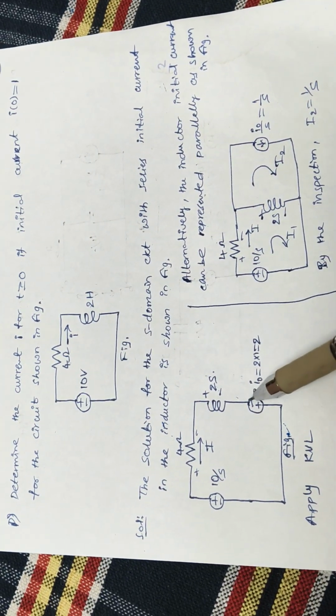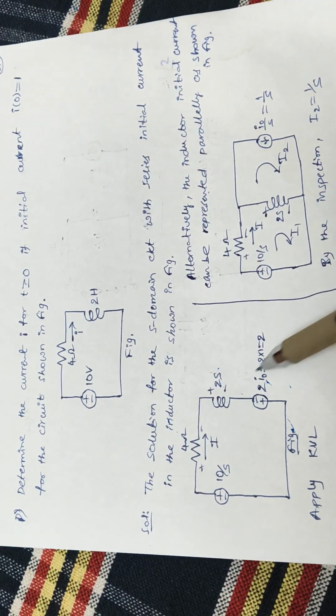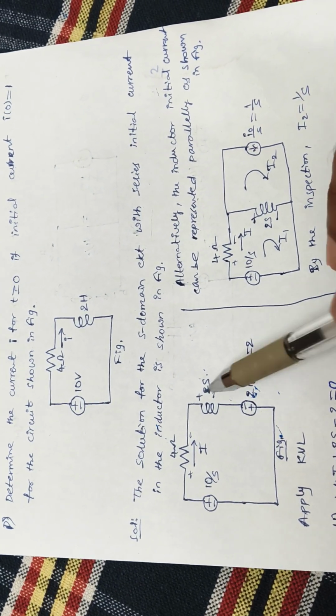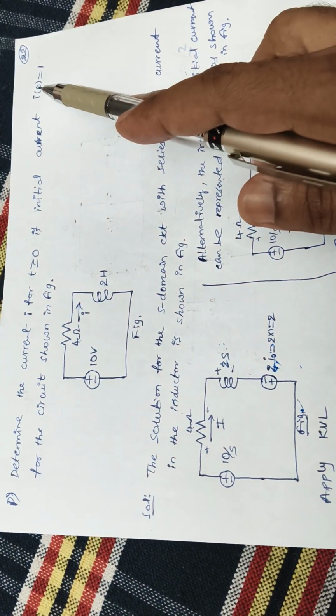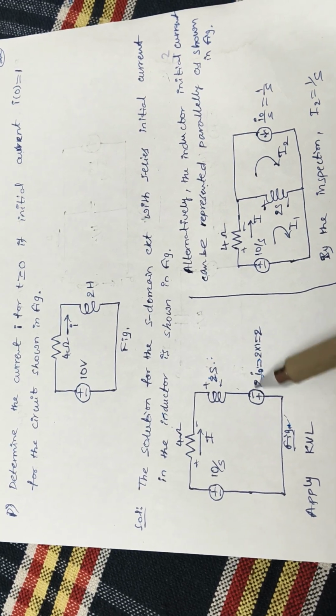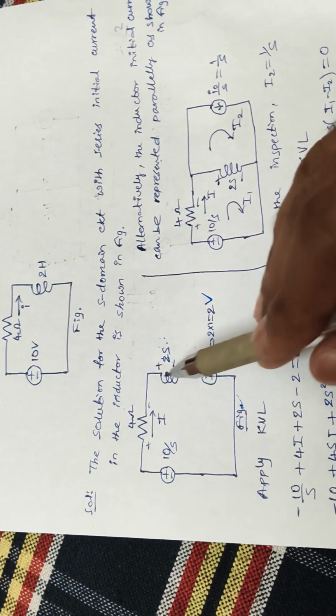with the independent voltage source L I0. That is, Ls minus L I0: 2s minus 2 I0. The I0 value is already given: the initial current I0 is equal to 1. As per that, we get the voltage value as 2 volts. This is the first step.